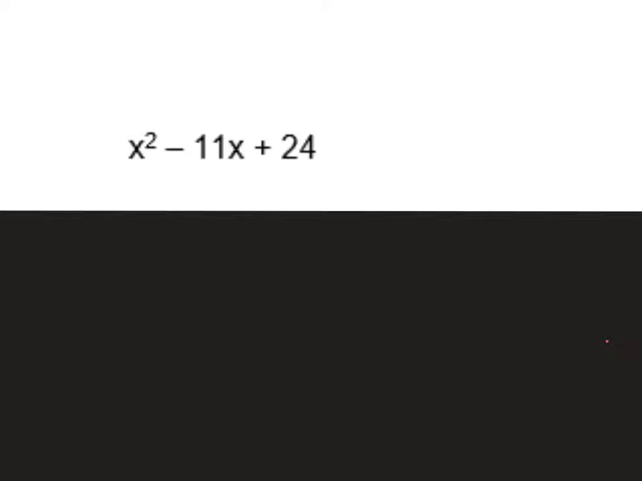Okay, so we need to factor the trinomial. So let's find our binomials that will multiply to give us that. We're going to have our x times our x to get us the x squared. Then we look at our c value of 24. How do we multiply to get a 24? Well, let's list our factors of 24.